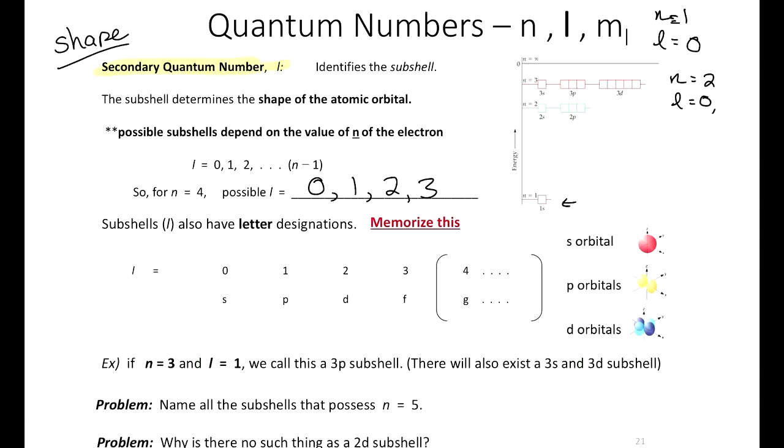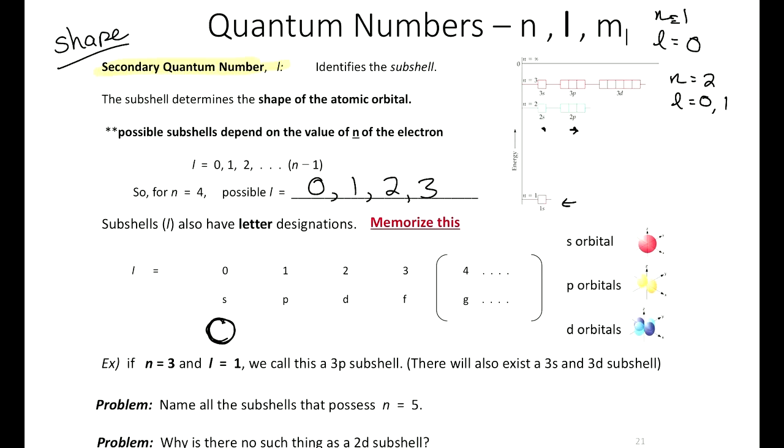0 and 1. And so we see 2 different shapes here, S and P. Okay, so these L values, 0, 1, 2, 3, 4, etc., also have letter designations, and these are where our S, P, D subshells come from. So also memorize this table. If L equals 0, this is an S orbital. An S orbital looks like a sphere.